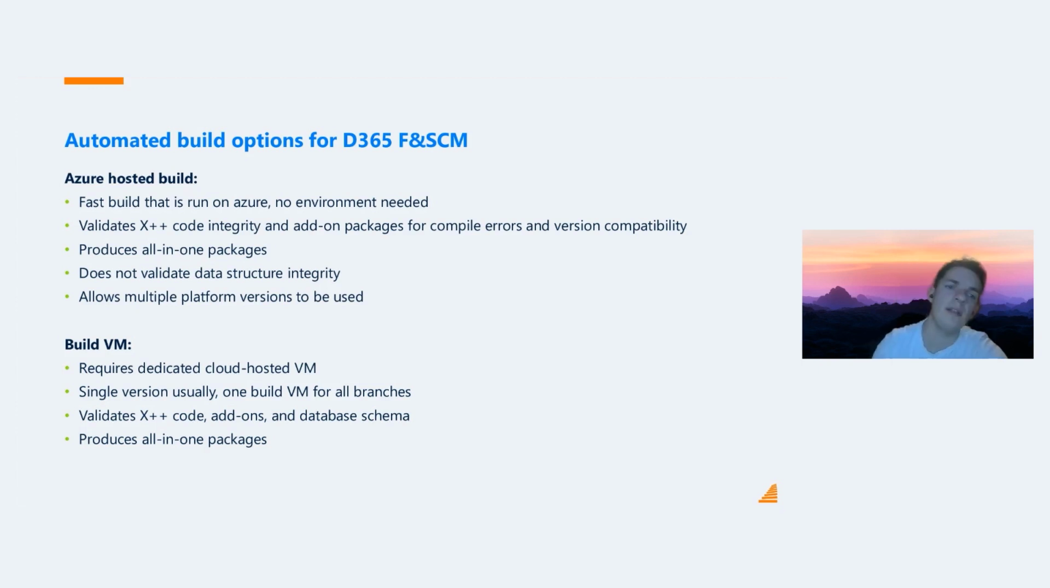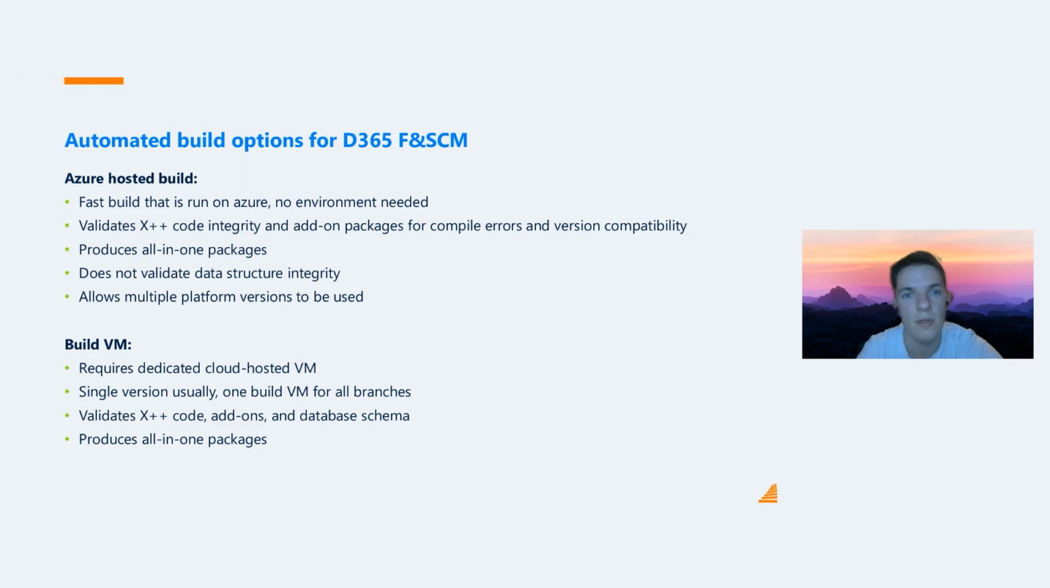Another advantage is that it allows multiple versions to be used. So with Azure hosted build, on every pipeline you can specify the build. For example, you usually have your acceptance testing environment on a higher version than production because you are testing the new features that Microsoft introduced, but you don't have that version yet in production. So you can have different versions on the same hosted build on different pipelines for different environments.